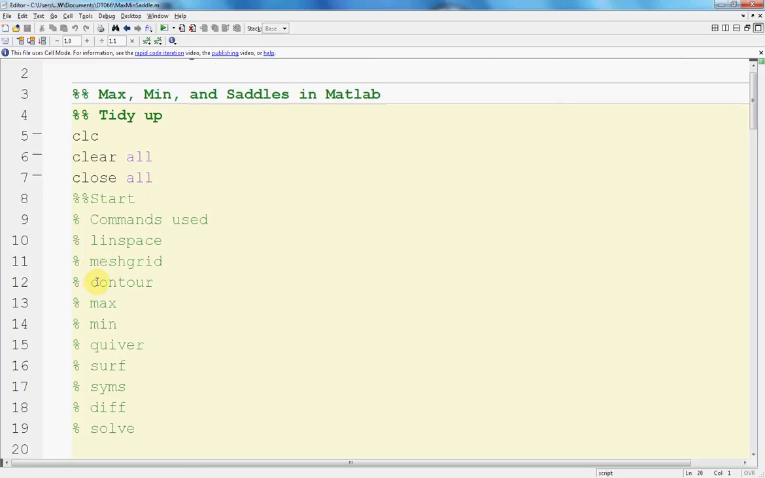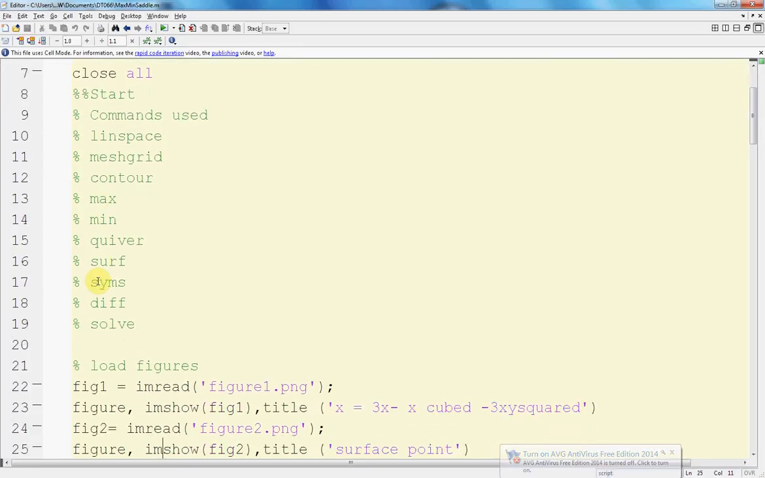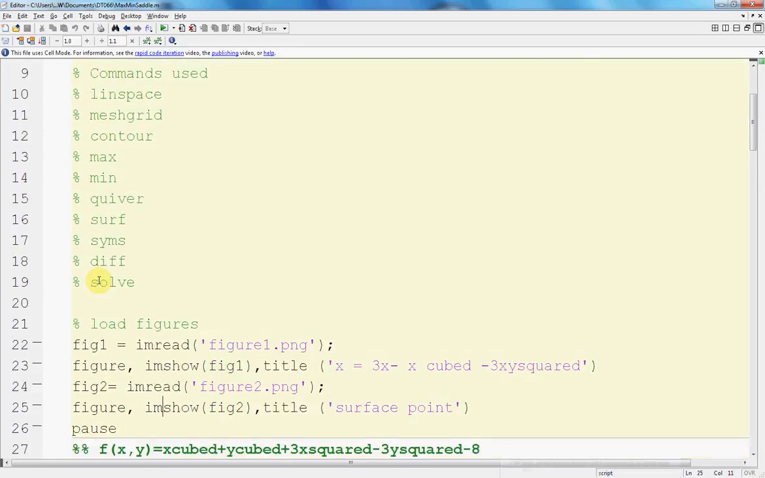Lines 8 to 19 are some of the commands used. I didn't use 17, 18 and 19 today because I don't have the Matlab toolbox on this particular machine. Okay, and so we have a number of pauses here. So I'm just going to run this here and we'll see how we get on.